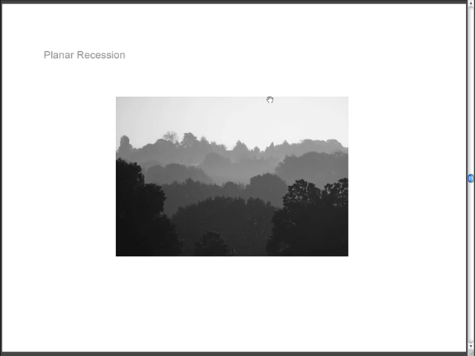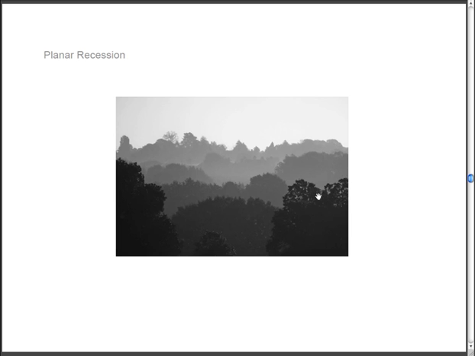Planar recession is something that actually overlaps into the other kind of space a little bit, but it's also used volumetrically. And basically it is the idea of planes that are parallel to each other but perpendicular to our line of sight, overlapping and moving back in space. And this photograph is a great example of that.